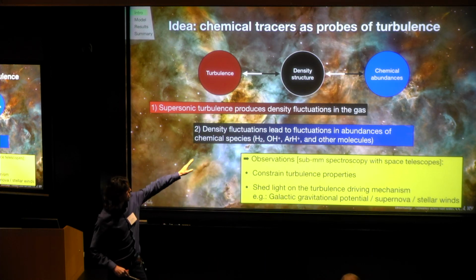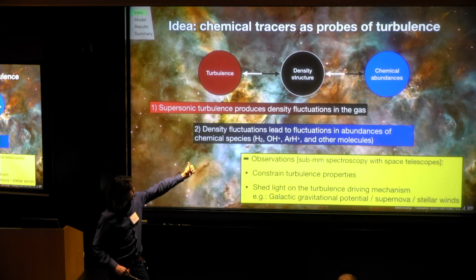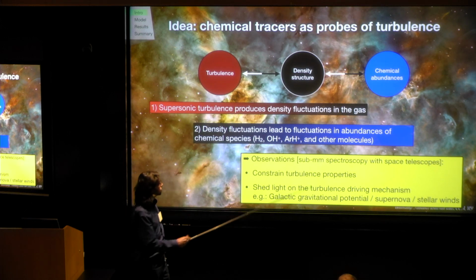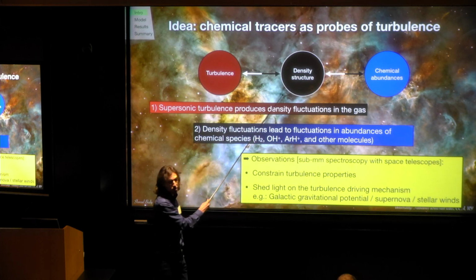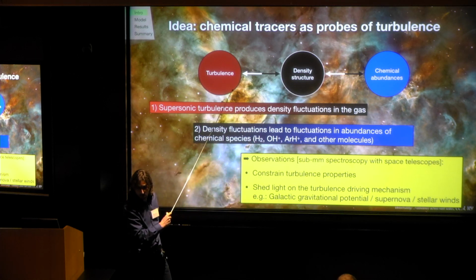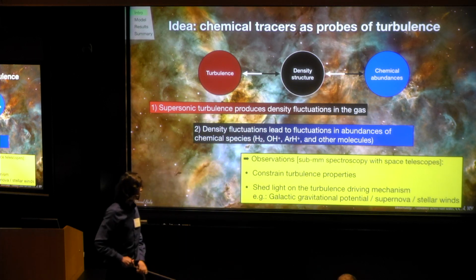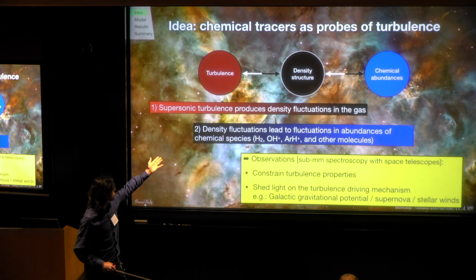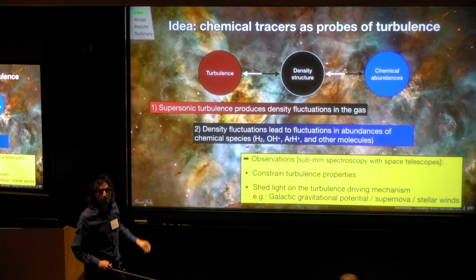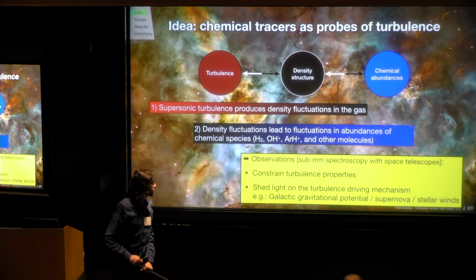Now, the abundances of these chemicals, we can observe with spectroscopy, with space-based telescopes. So if we observe the chemical abundances, we can reverse the arrows and use the fluctuations in the chemical abundances to tell us something about the density structure, and then back to tell us something about the turbulence. So that's the basic idea. And then if we constrain this, we can maybe say something about the driver of turbulence in the ISM.